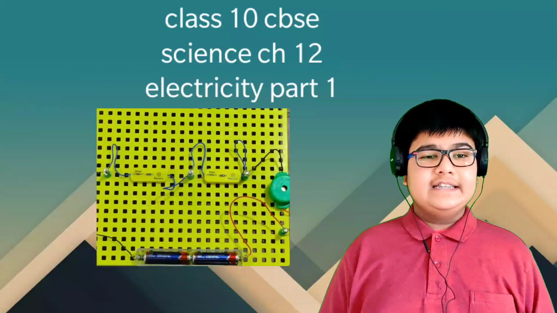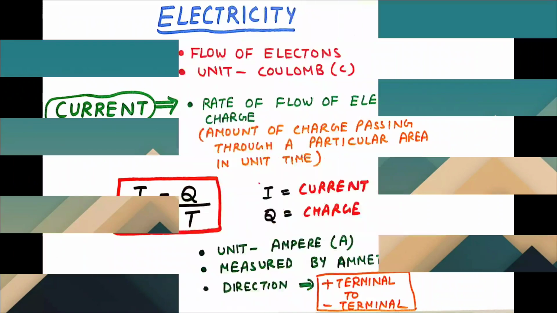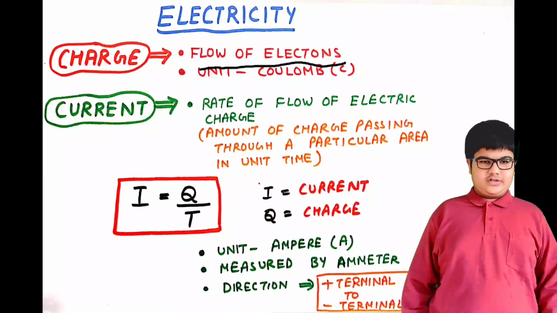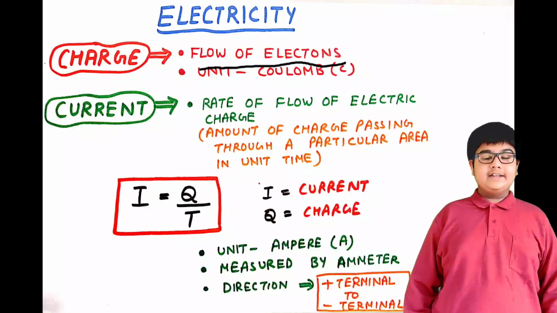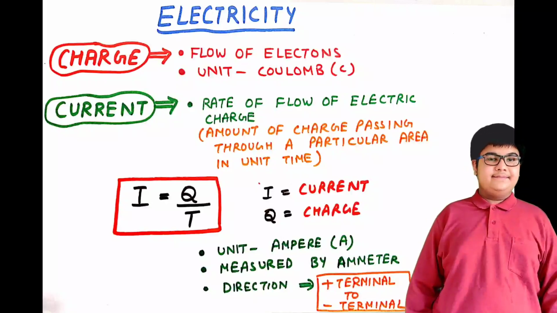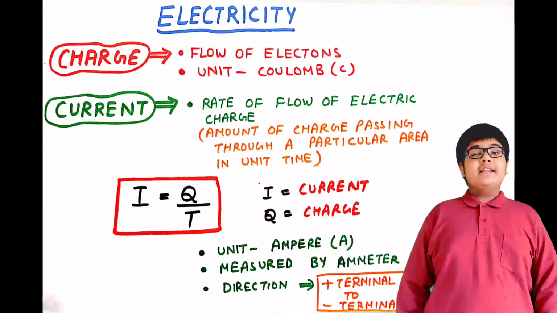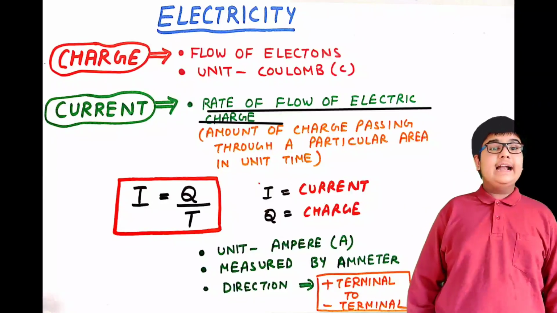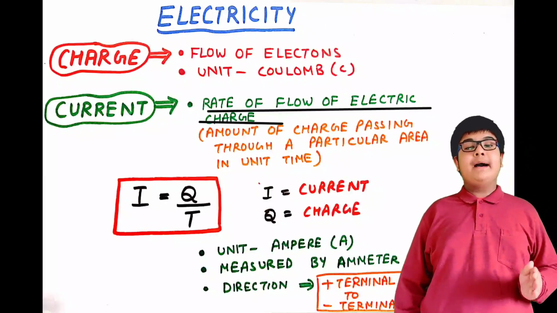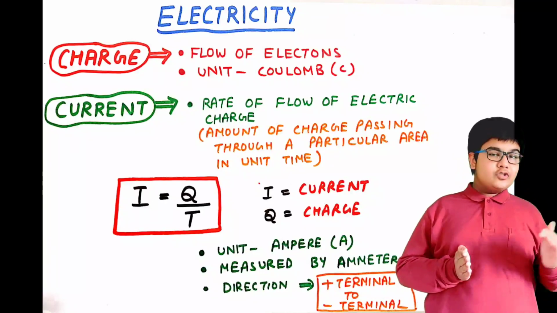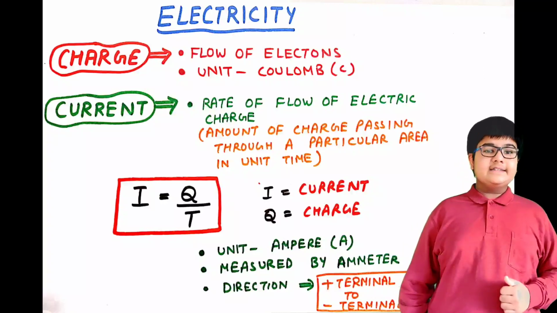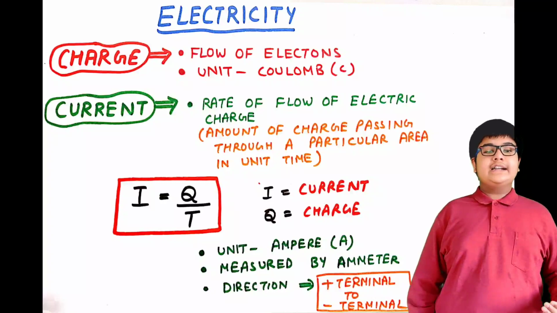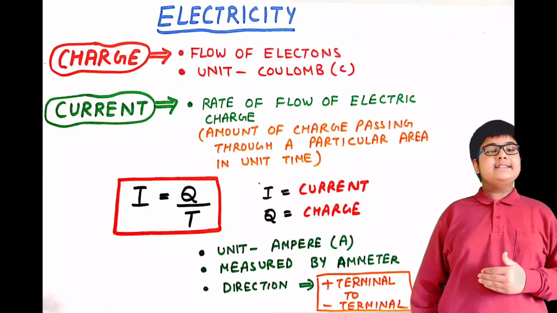So let's understand the basics first. Charge is basically the flow of electrons and its unit is coulomb or C. Now the rate of flow of this electric charge is known as electric current. That means the amount of charge passing through a particular area in a unit time is known as electric current, or I, that is current, is equal to Q, that is charge, divided by T, that is time.